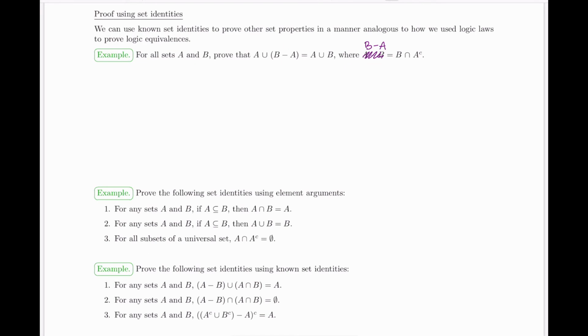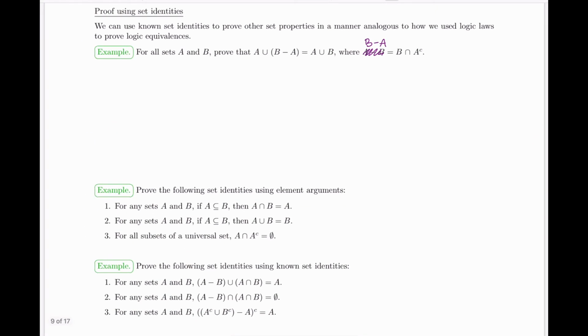So now that we know that someone has gone through the meticulous job of proving all of the set identities in the table on the previous slide, we are going to try to use them to actually prove other set properties. So this is our first example here. I would like to show that A union B minus A is actually equal to A union B. Now the operation of difference has not been defined yet, so here is the actual definition of the difference. B minus A is equal to B intersection not A.